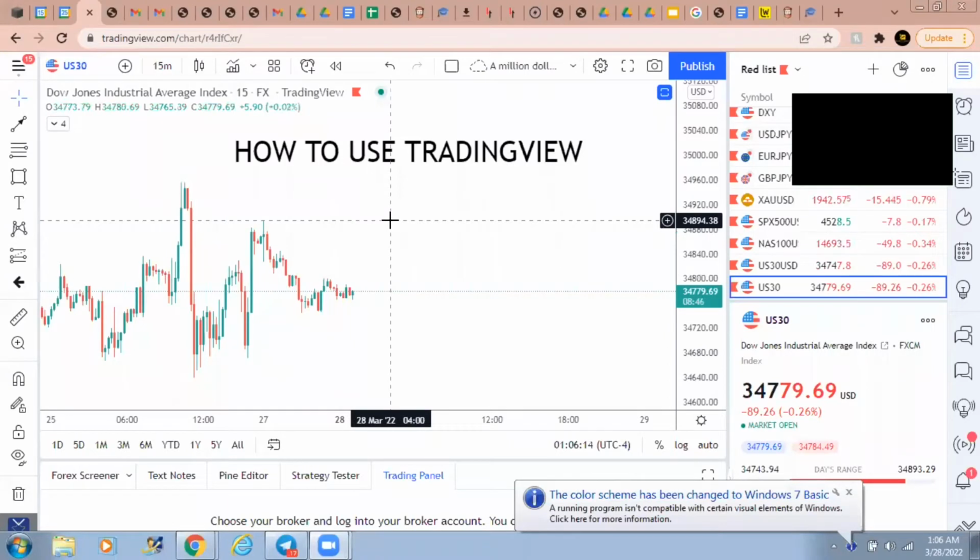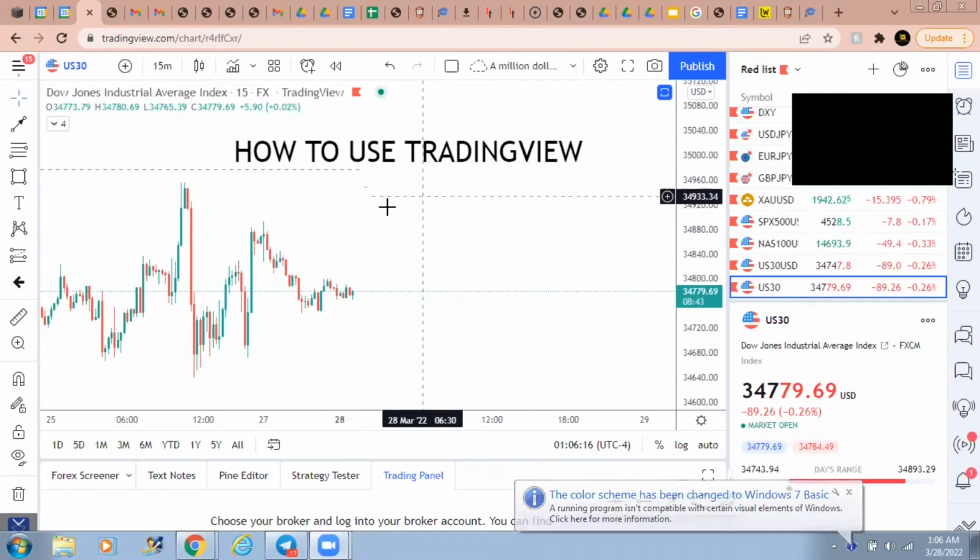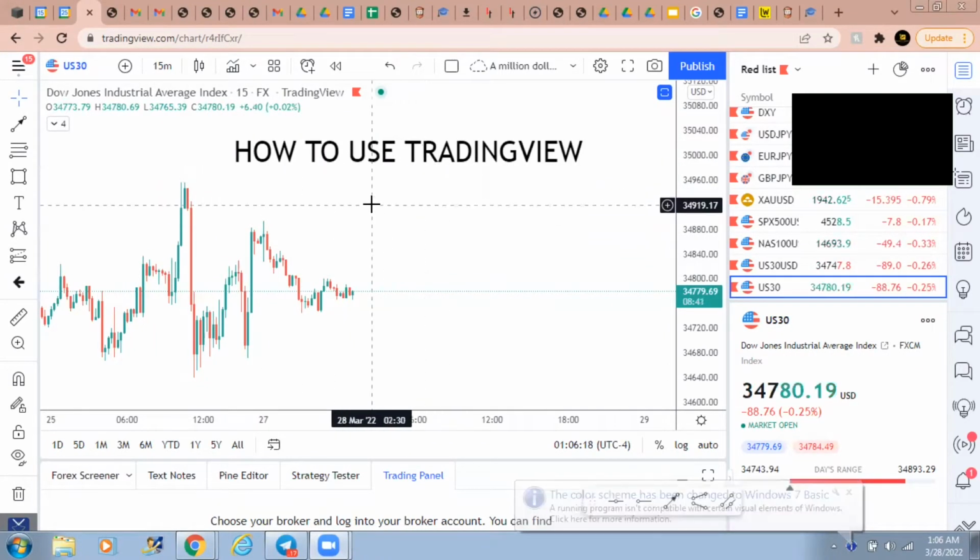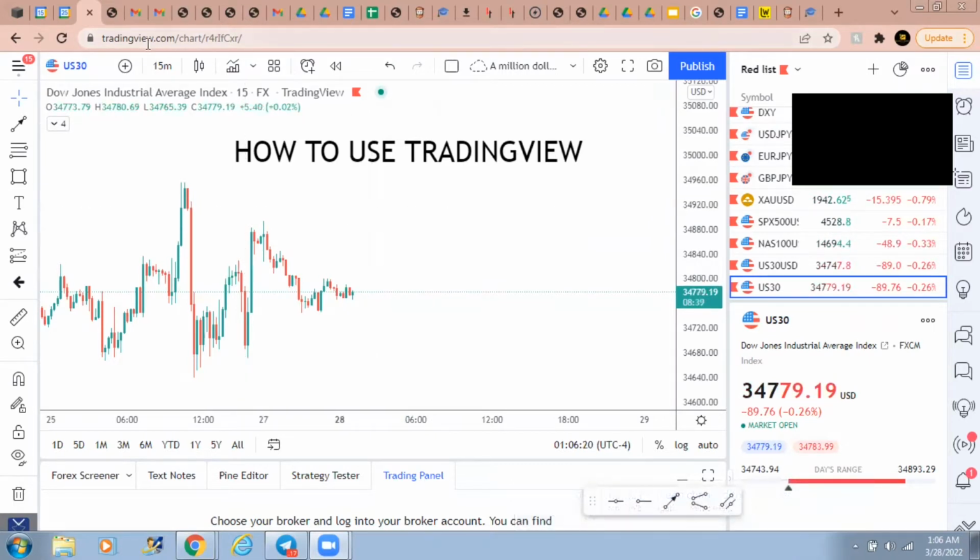Today we're going to be learning how to use TradingView. First things first, you want to get the website tradingview.com, or especially the TradingView app. You can find that in the App Store on Apple or Google Play. It's very important that you at least have the app or the website, because that's the first step in using this application.